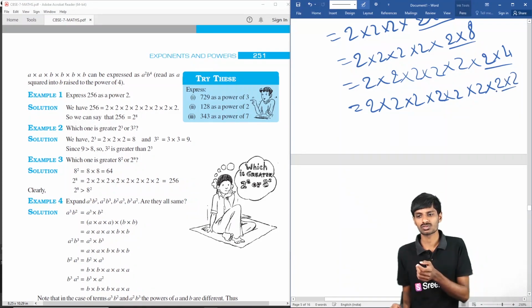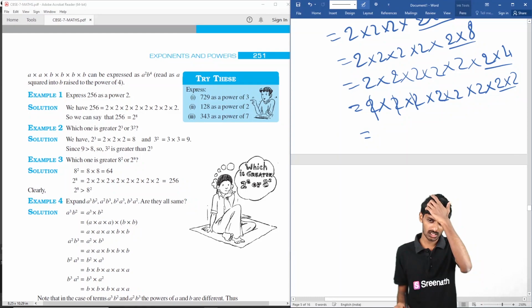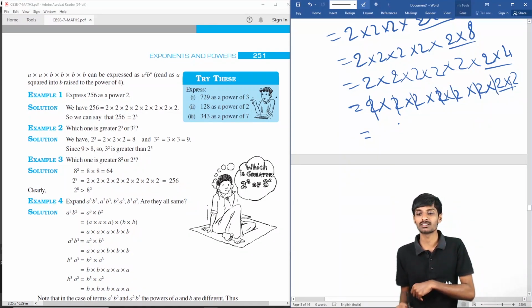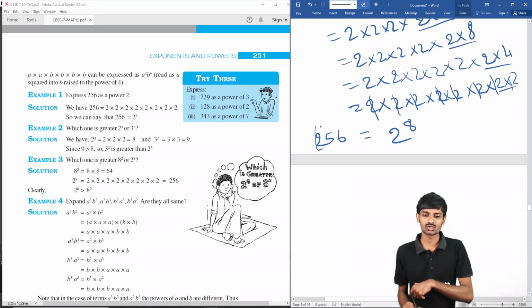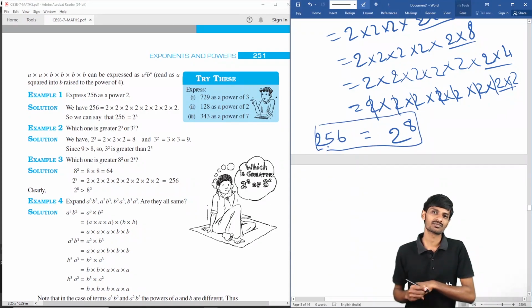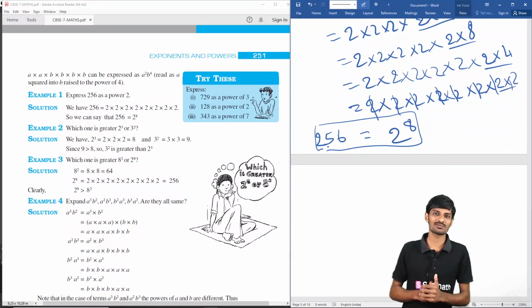it is another 2's. How many 2's are we having? 1 2 3 4 5 6 7 8. So it is 2 power 8. So 256 can be written as 2 power 8, students. 2 to the power of 8. So it is the exponential form. Have you enjoyed this problem, students?